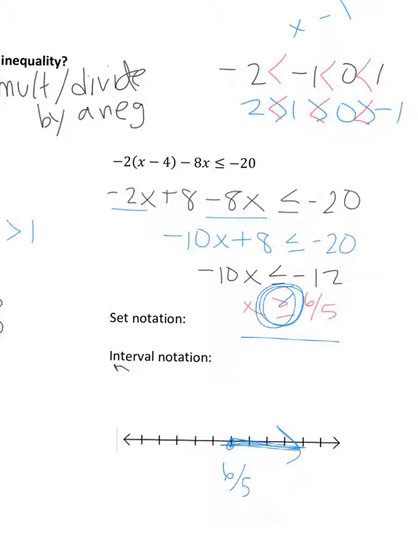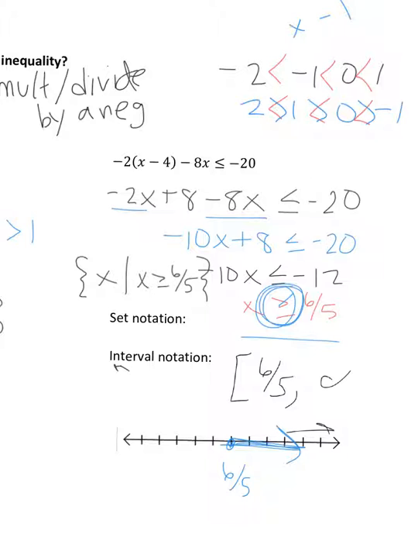Set notation would be bracket x such that x greater than or equal to 6/5. Close the bracket. Interval notation is on the left-hand side, the first number that pops up is 6/5. So I'm going to put a bracket because it includes it, comma, it goes all the way to infinity, and infinity has parentheses.